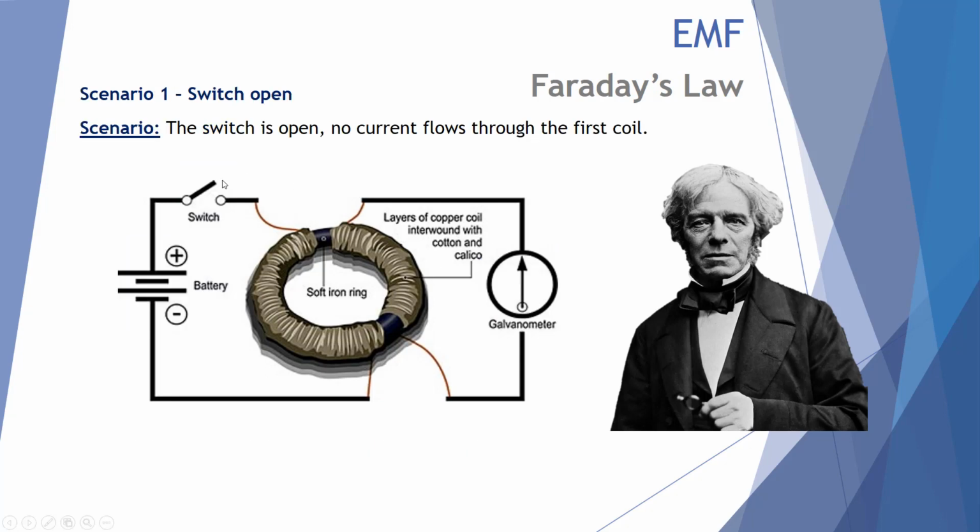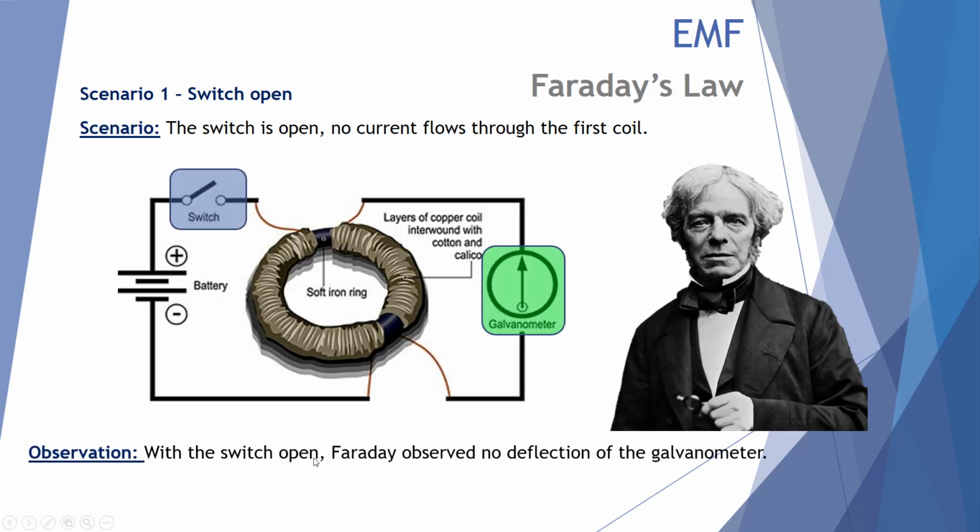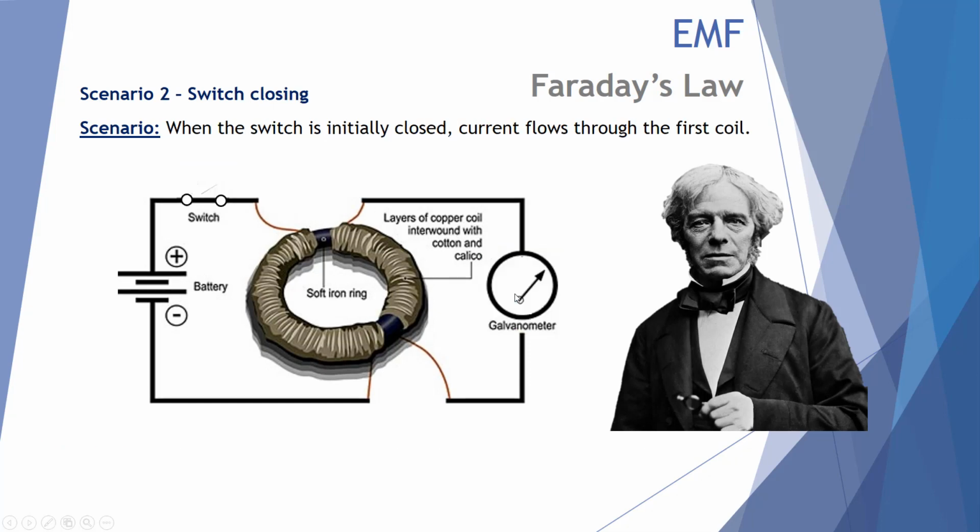Scenario 1, when we open the switch. So the switch is open, no current flows through the first coil. Observation: with the switch open, Faraday observed no deflection of the galvanometer. No surprises there.